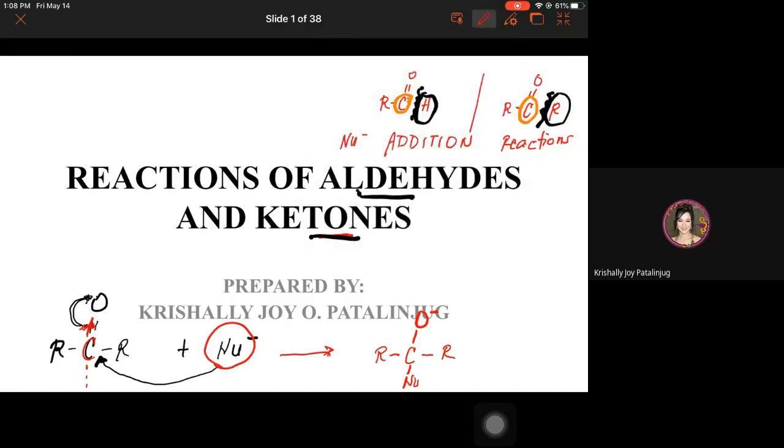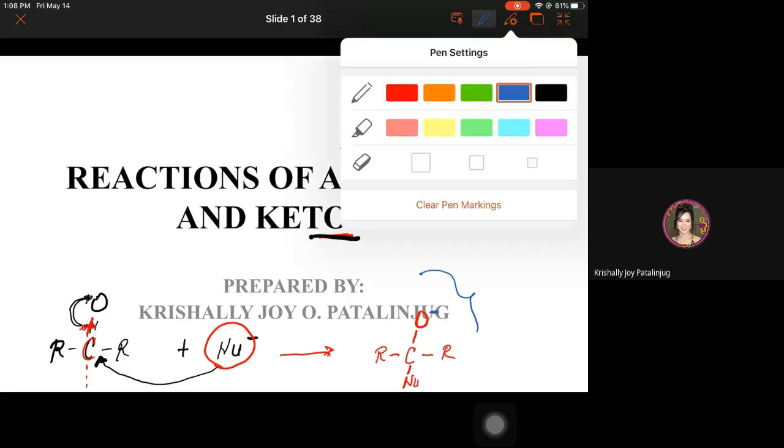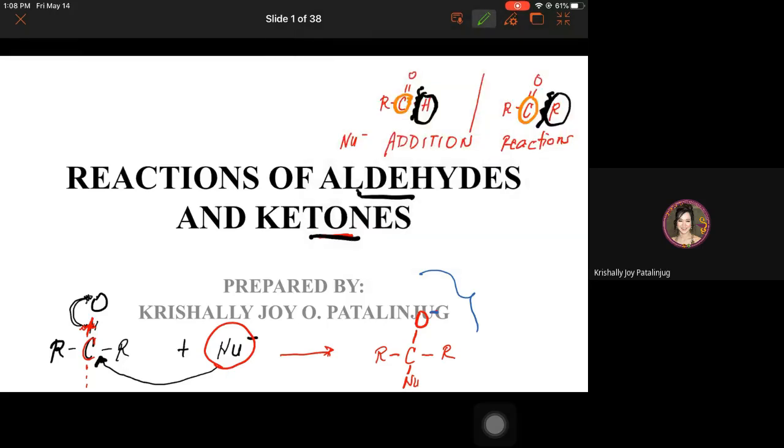Ayan. Now, for this whole structure to be stable, hindi pa to stable kasi yung oxygen is negatively charged here. That oxygen will pick up hydrogen, or proton, in the reaction to form hydroxyl on that side. So that will form a secondary alcohol, in short. So yan yung general reaction ng nucleophilic addition reaction.